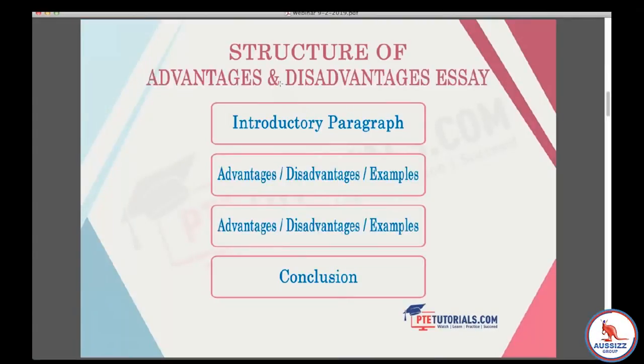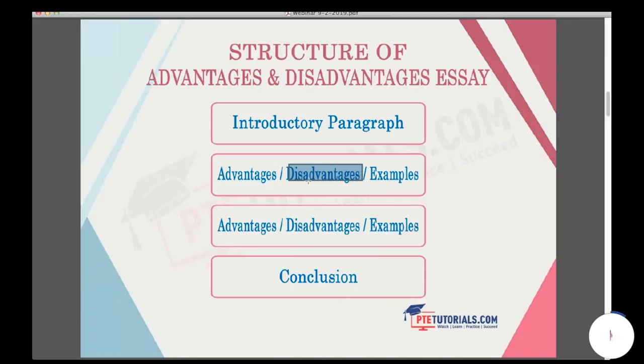And next is the structure of the advantages and disadvantages essay. Coming to the structure of the advantages and disadvantages essay, we can see different things here. First of all, as usual, you have to give the introduction. Then you have to talk about either advantages or disadvantages in your body para 1. What to discuss? Either advantages or disadvantages.